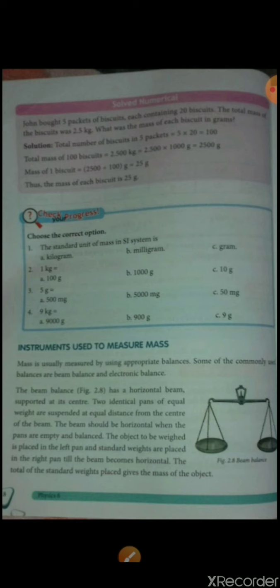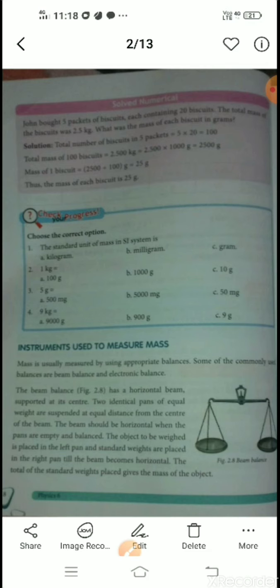So total mass of 100 biscuits is 2.5 kg. You can write 2.5 kg in grams. How do you write in grams? Multiply by 1000, 2500 gram. The question was asked to express my answer in grams, so I have to convert this into grams. Therefore first you convert kg into gram. Now the mass of 100 biscuits is 2500 gram. Therefore mass of one biscuit means I have to divide by this 100. So if you divide by 100, you will get your answer as 25 gram.